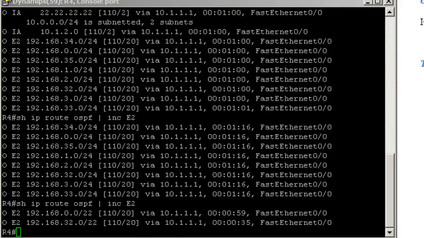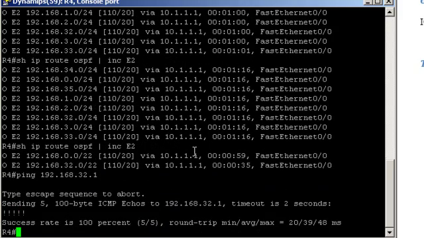Let's see if we still have end-to-end IP connectivity. Let's try to ping one of those RIP IPs. Ping 192.168.32.1. And that's still working even though we have summarized those subnets.